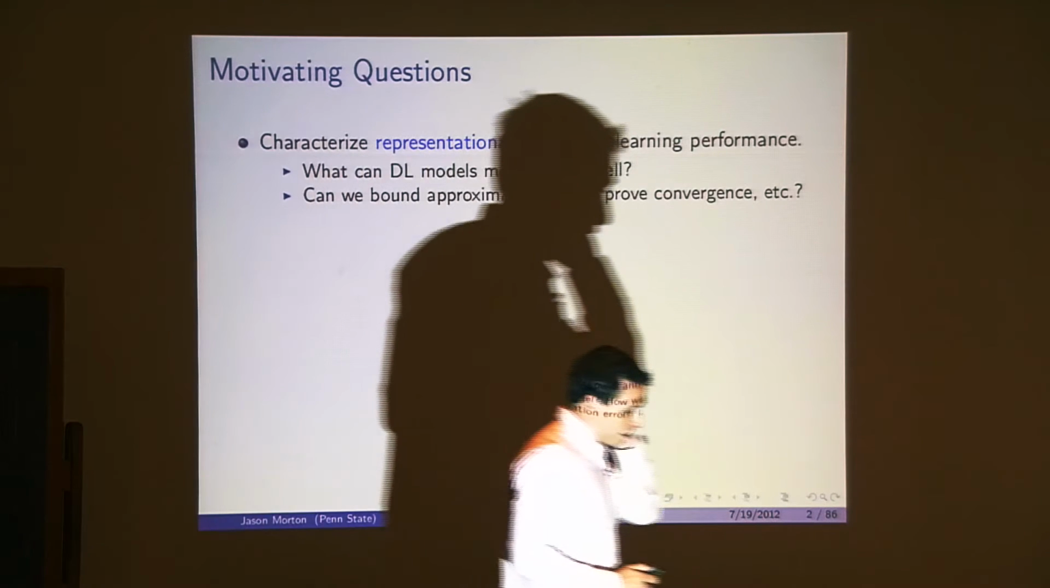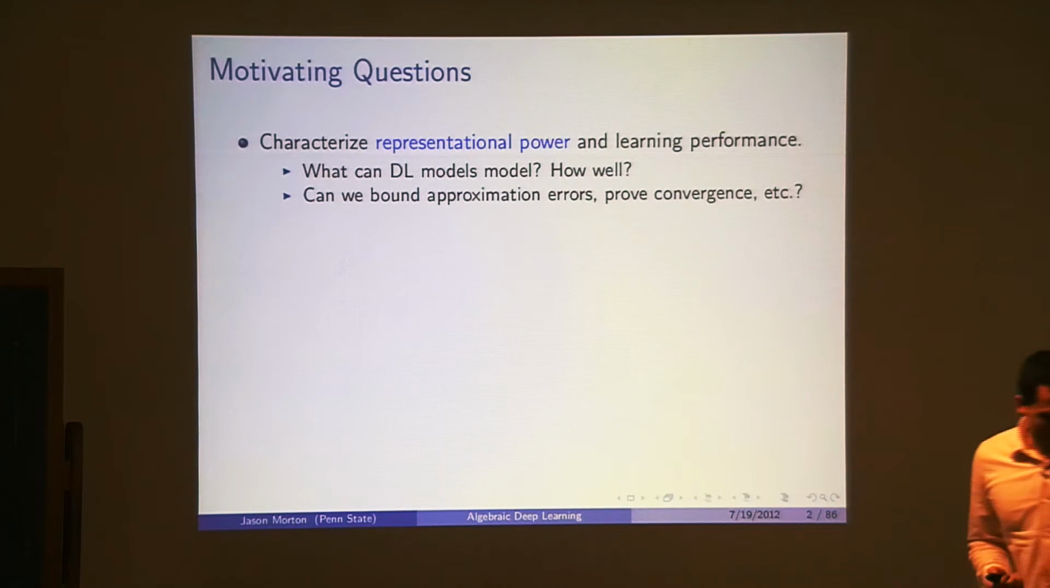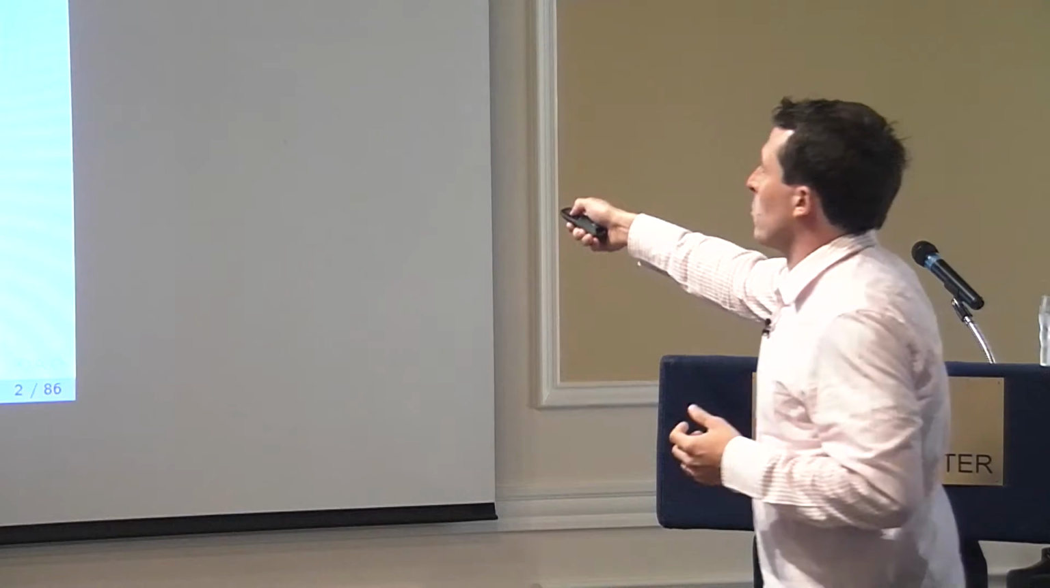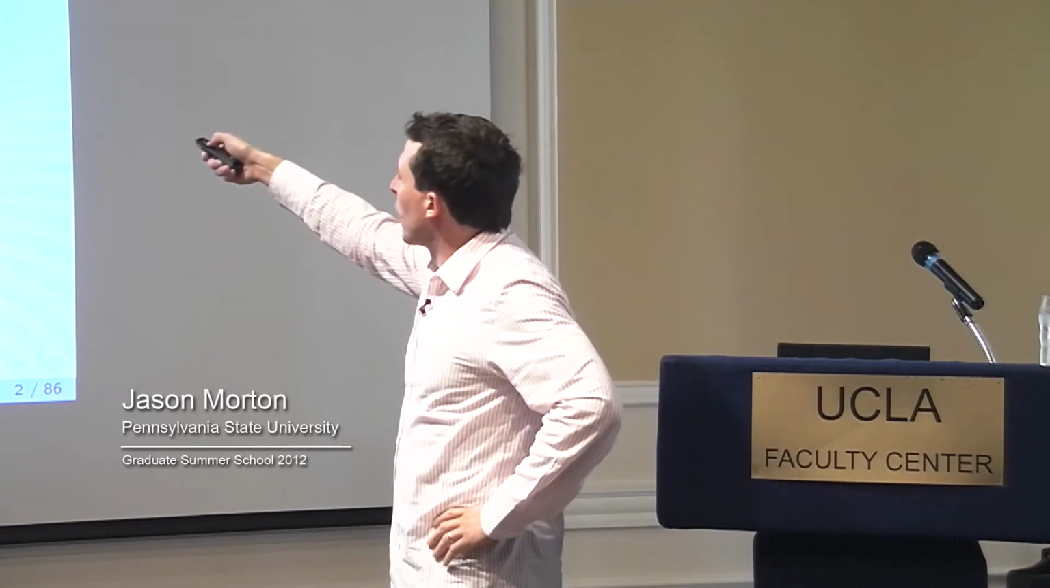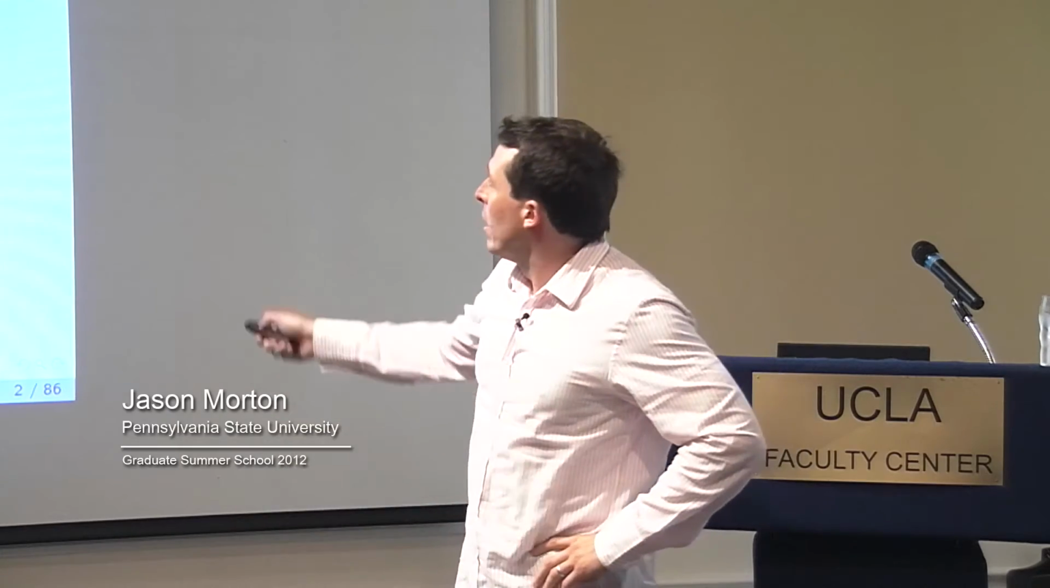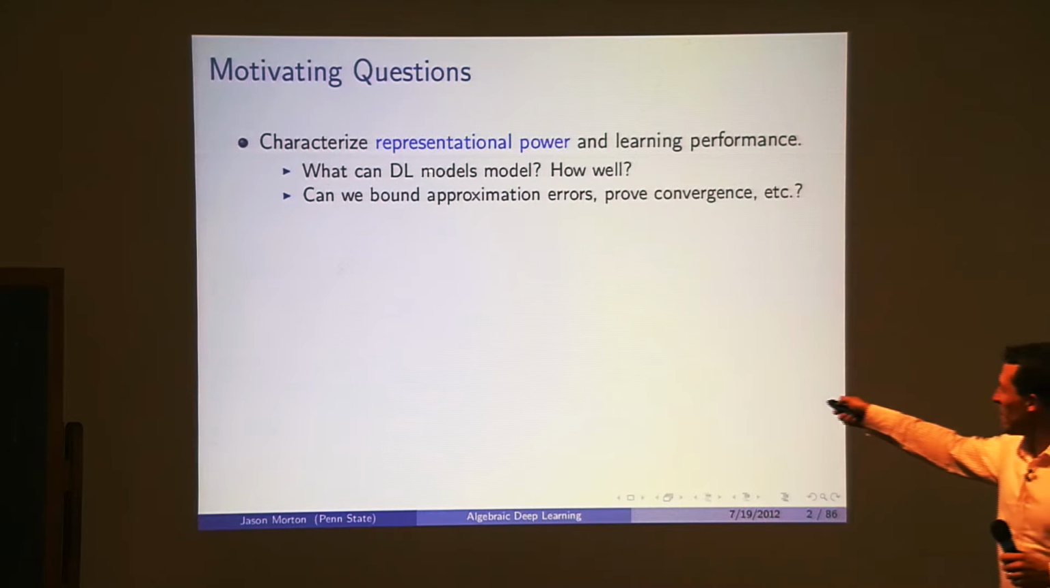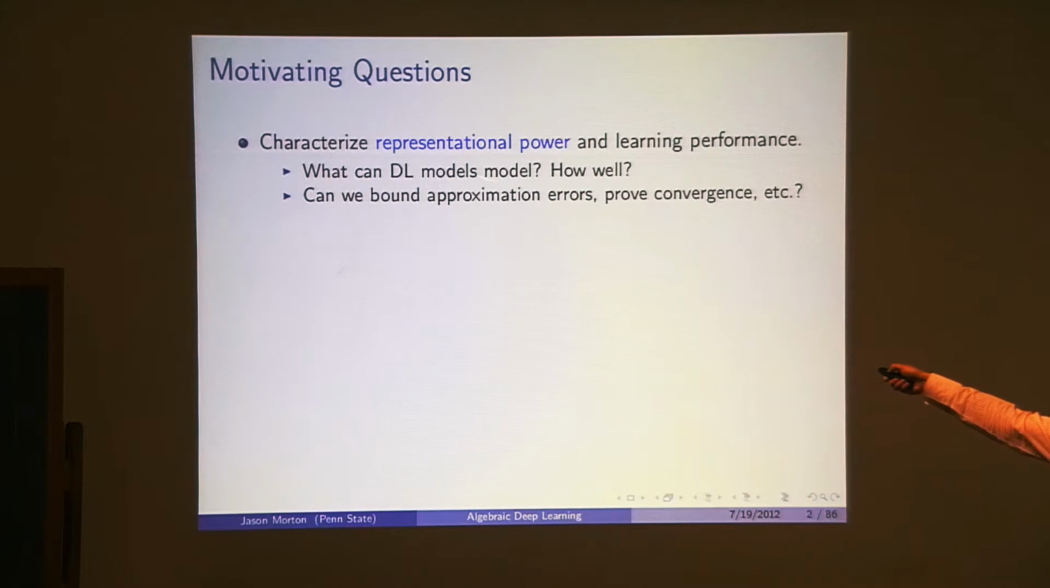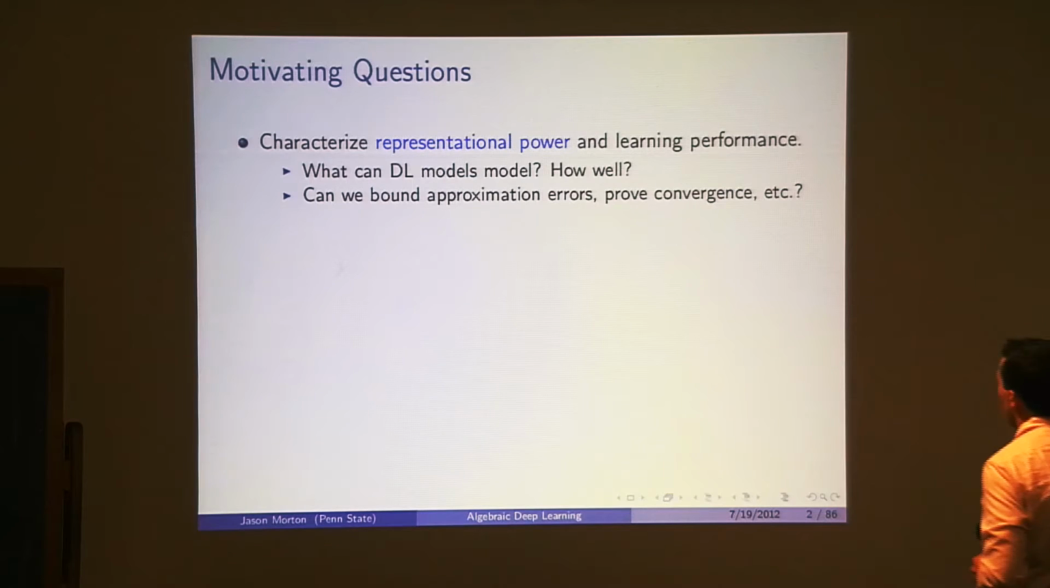So the motivating questions for me are questions about things like representational power and performance. Performance is harder, but at the very end I'll talk about some ways that we can get at that. Representational power is something that we're very comfortable studying. We're good at characterizing representational power because we have a precise way to define it, to answer questions like, what can a deep learning model do? What is the space of probability distributions and the space of functions that it can compute? And how well it can do that.